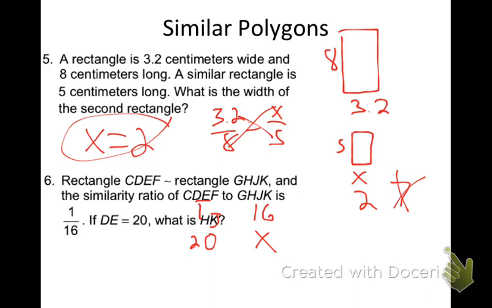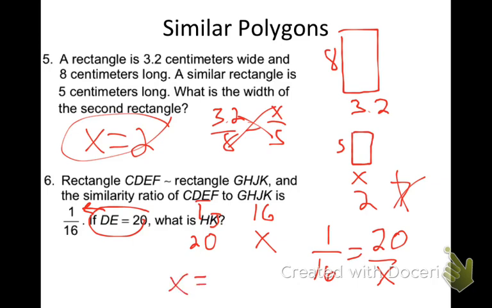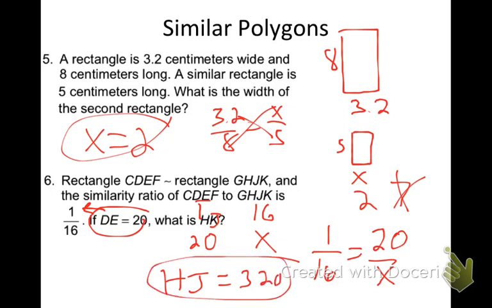Well, I can set up a proportion. 1 over 16 equals 20 over x. Now recognize, because DE came from the small side, that's why I put 20 on top. Okay, it's kind of important how you set it up. Then, when you work it out, what does x come out to be? Kaylin, what'd you have? Or I should say HJ, I guess. HJ is 320. Nice job. HJ is 320. Good work.